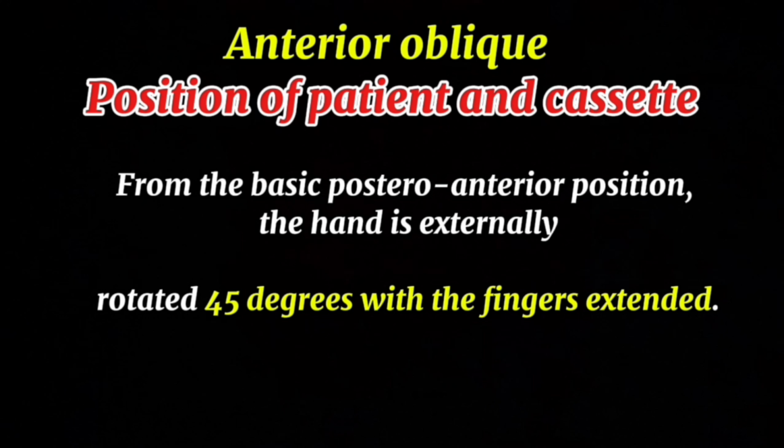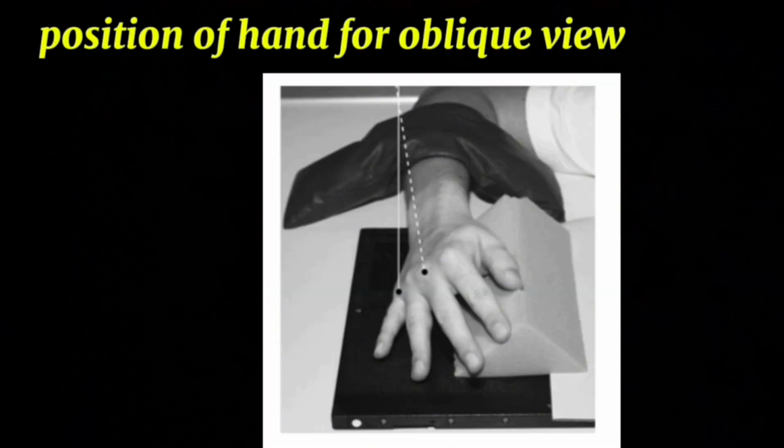Anterior oblique. Position of patient and cassette. From the basic postero-anterior position, the hand is externally rotated 45 degrees with the fingers extended. You can see in the picture.